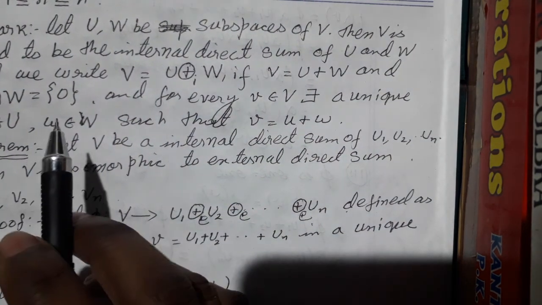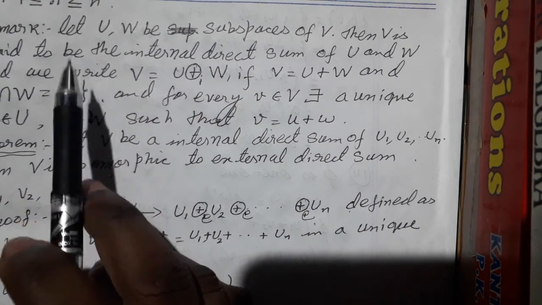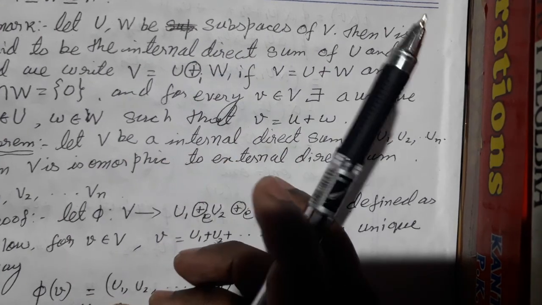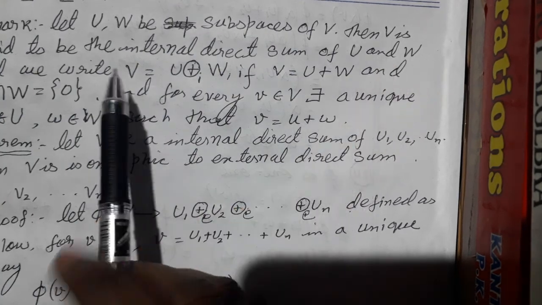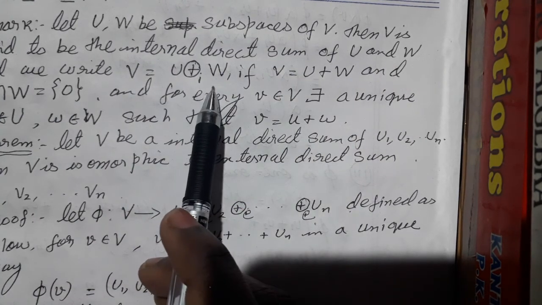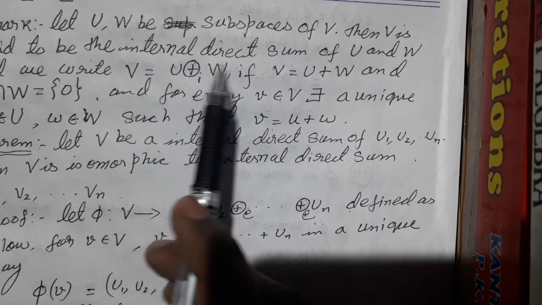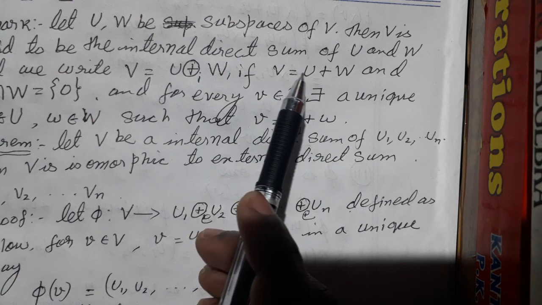So I have given one remark. Suppose we take two subspaces. Suppose U and W are two subspaces of V. Then V is called the internal direct sum of U and W, and we write it as V = U ⊕ W. If I take any element here, it can be uniquely written as u plus w.